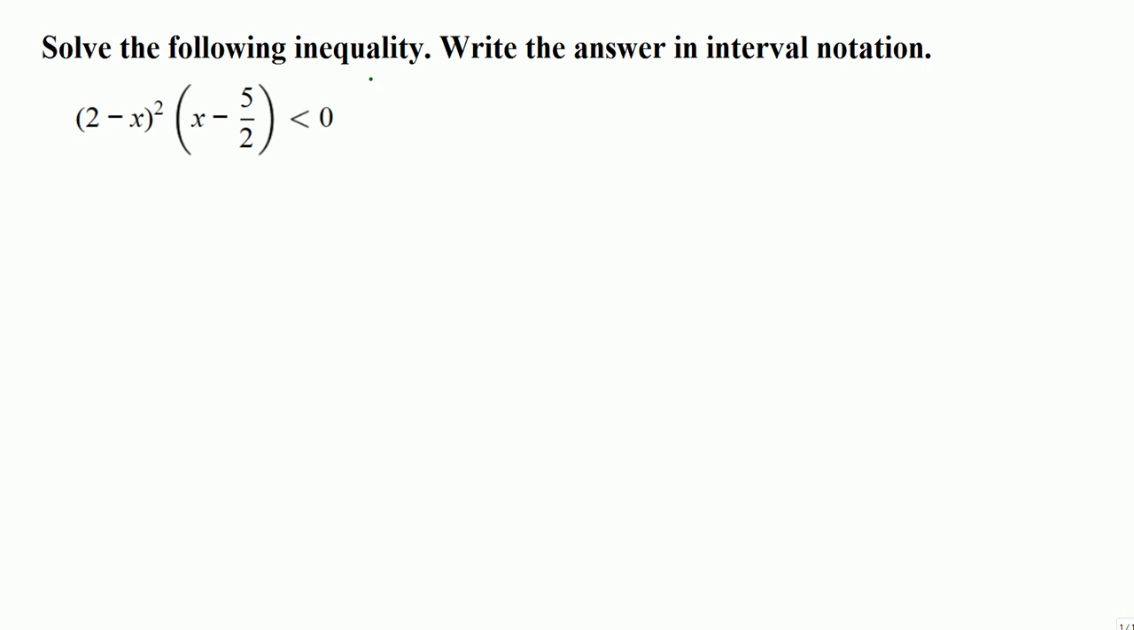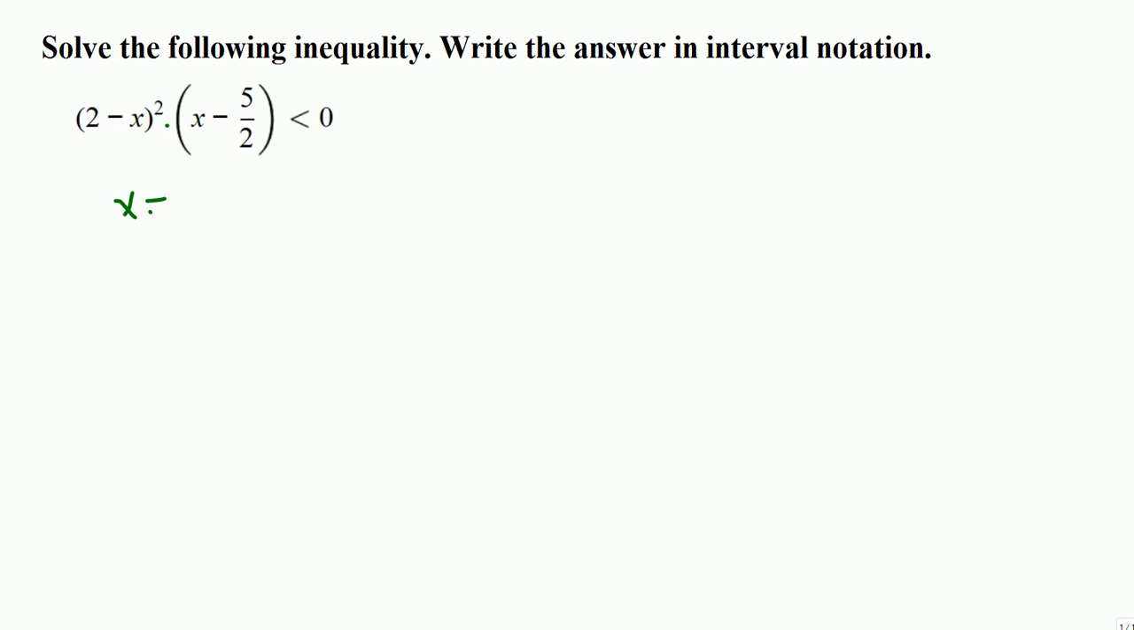Solve the following inequality. Write the answer in interval notation. For this we need to make one side 0, so we have 0 already on the right hand side. That's good. Now we find the zeros of the left hand side. For that we need to factor, but this is already in factored form.